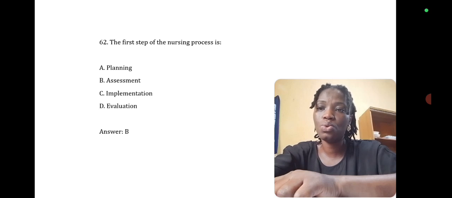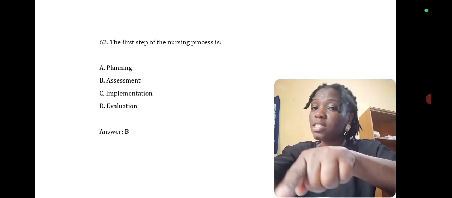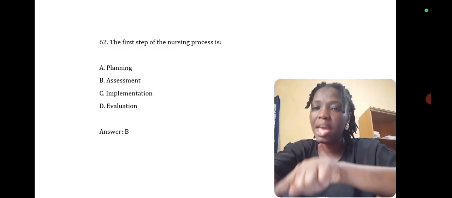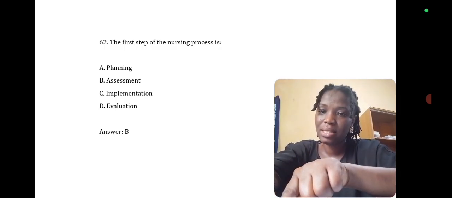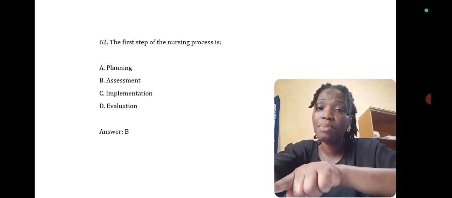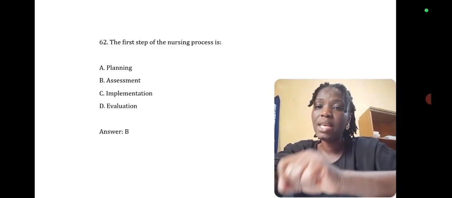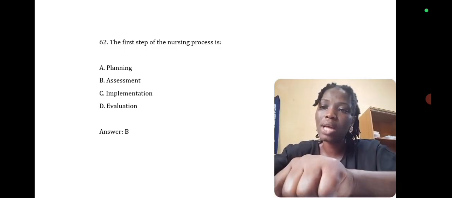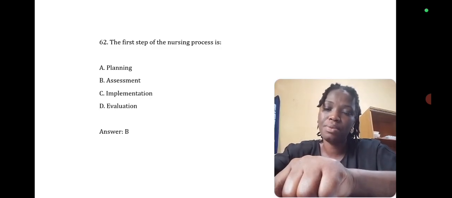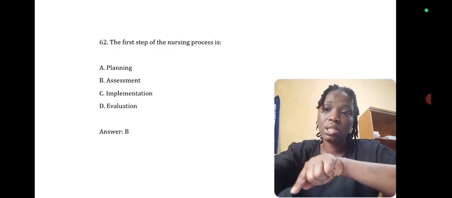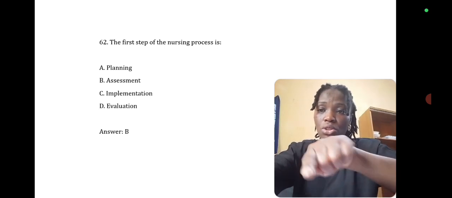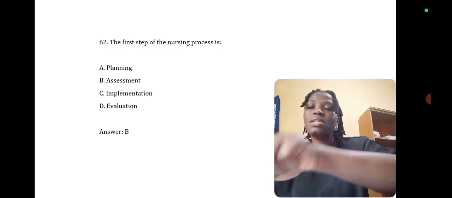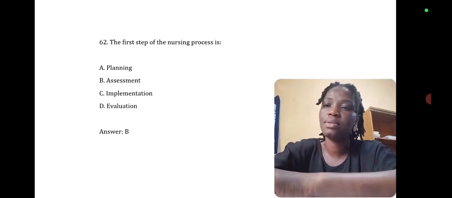Question 62. The first step of nursing process is what? ADPIE. A, assessment. So put that acronym in your head: ADPIE. So the first step is A, assessment. And under your options, assessment is B. So B is the first step. Second step is diagnosis. Third step, planning. Fourth step, implementation. Fifth step, evaluation. So your answer to this question is B, assessment.